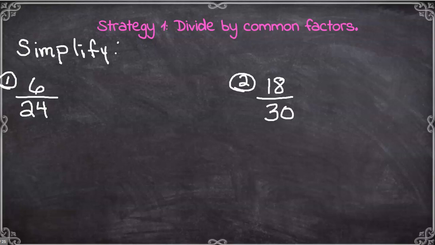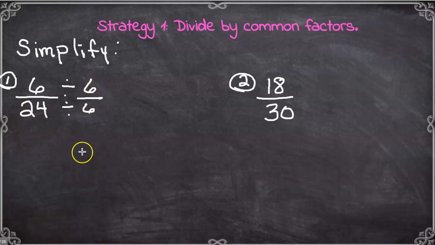If we want to find the greatest common factor for 6 and 24, one trick that I always teach my students is if one of the numbers will divide into the other one, then the greatest common factor is the lowest number. So 6 divides into 24, so the greatest common factor of 6 and 24 is 6. So I want to divide the numerator and the denominator by the same number. By doing that, I'm really dividing by 1, because I'm dividing by 6 over 6, and 6 divided by 6 is 1.